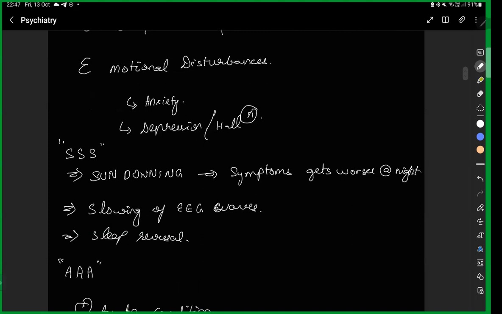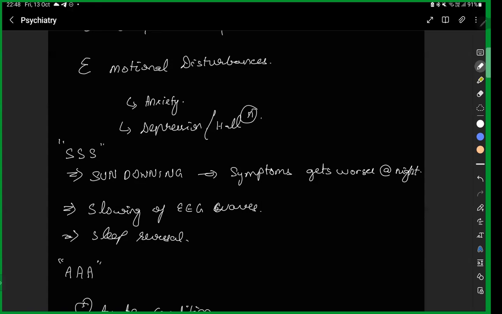So remember 3 S here. What are the 3 S? Number one, sundowning, so symptoms get worse at night. At night only, the patient will have the feeling like, my operation will fail, now I cannot survive, I will not come out of the ICU. All these things are called delirium. Number two, slowing of EEG waves, and there will be sleep reversal.